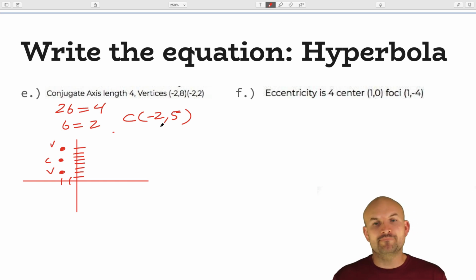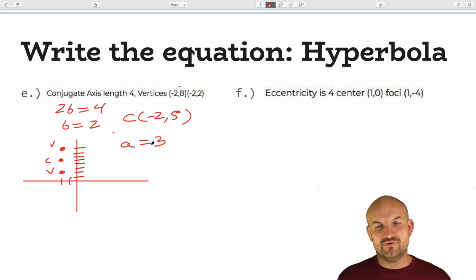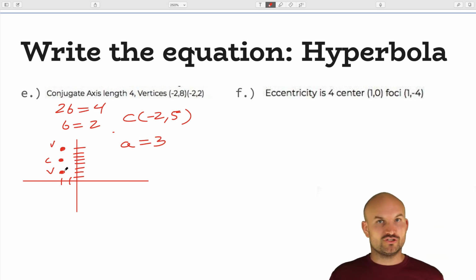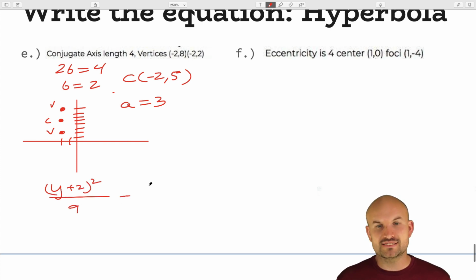All right. So now, again, guys, I already know the distance from the center to your vertex is just going to be 3. So we could say a is going to equal 3. But now I recognize I have a vertical transverse axis. I know a and I know b. I know everything I need to know to write the equation. So I have y minus a negative 2, so that'd be y plus 2, quantity squared, all over a squared, which is 9, minus x minus 5, quantity squared, over b squared, which is 4, equals 1.